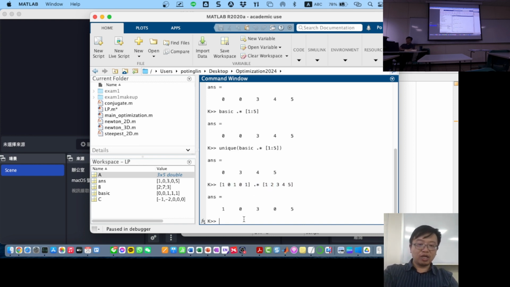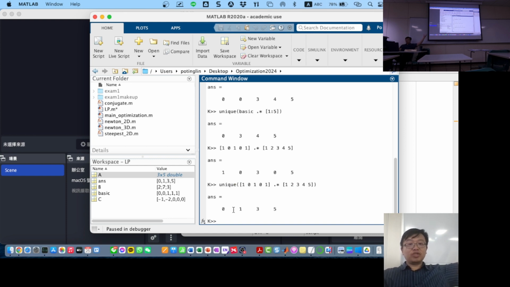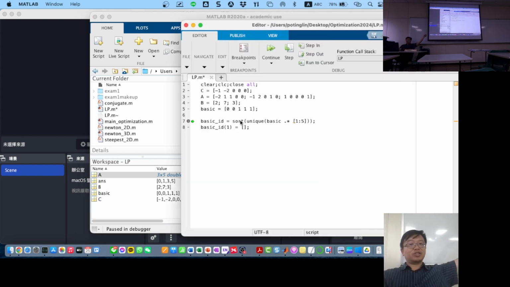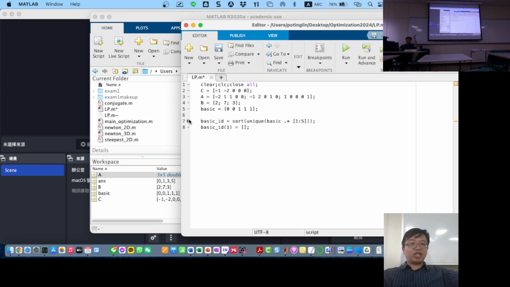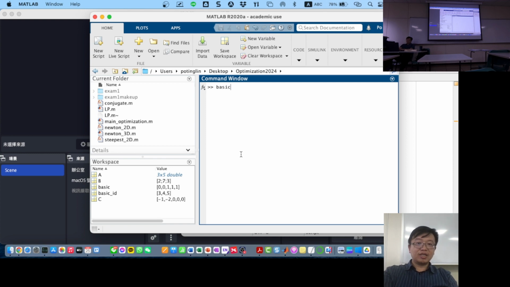So if I say unique, unique already sorts, but just in case I will sort it by myself. So I have unique and sort. So I'm pretty sure the 0 is the first one. Then I claim the first one will become empty, so the first index of the basic ID will disappear. Let me repeat that again. At the end, basic ID becomes 3, 4, and 5.